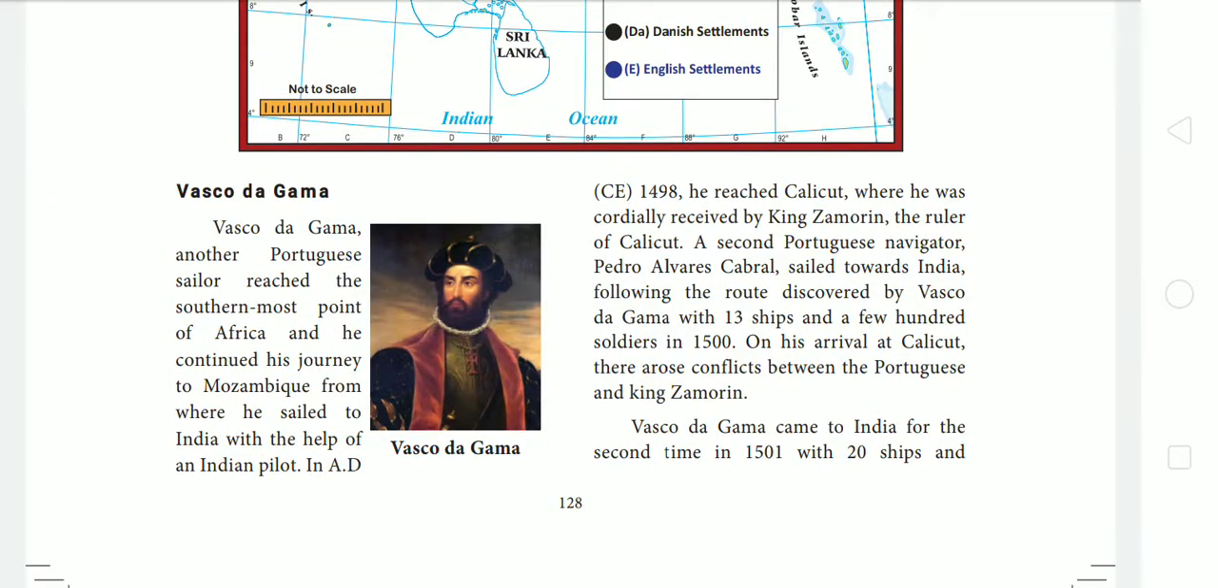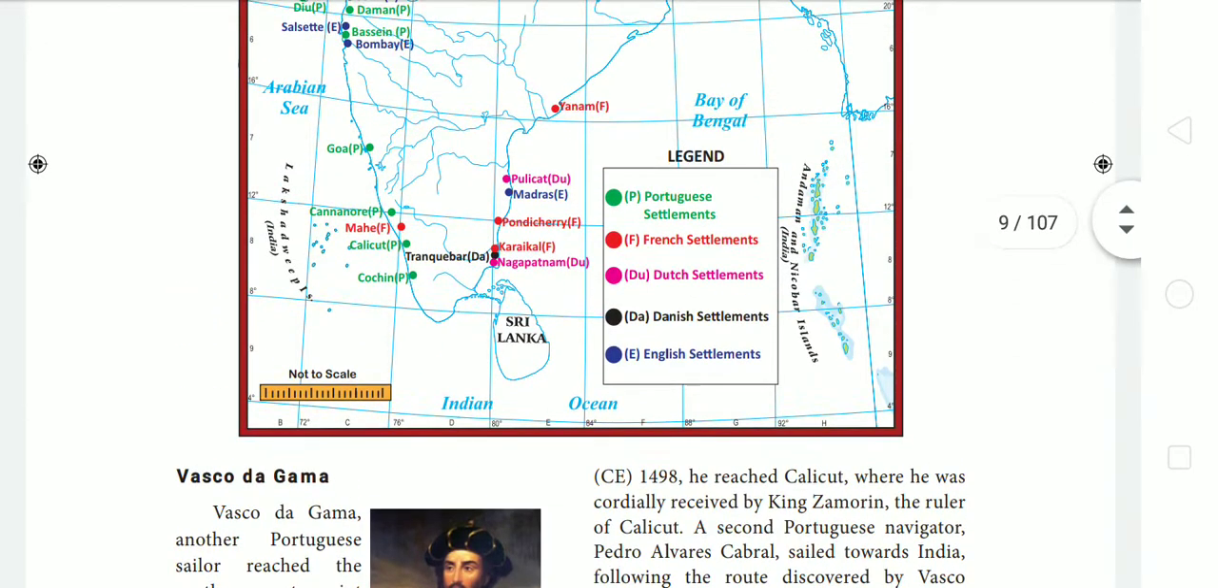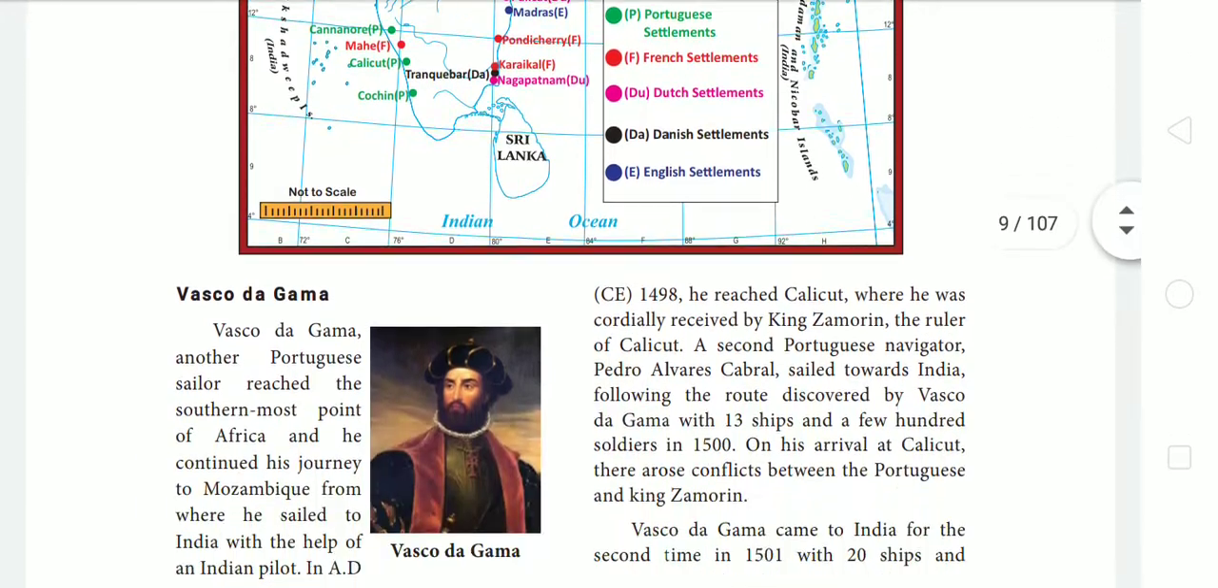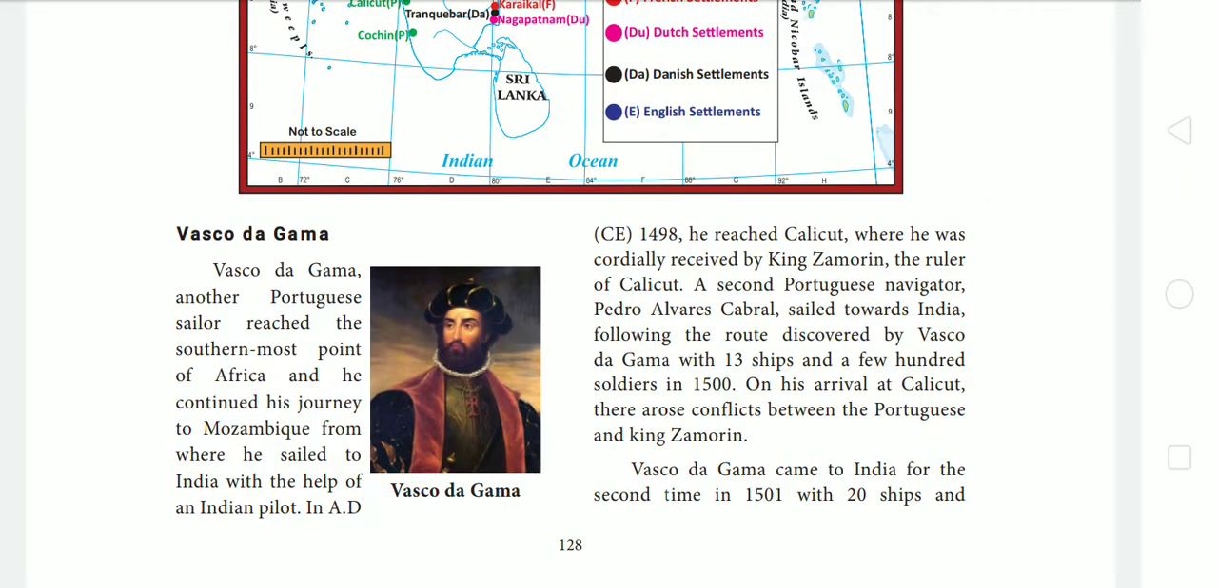In 1498 he reached Calicut, where he was cordially received by King Zamorin, the ruler of Calicut. You can see where Calicut is located, in Kerala. So Vasco da Gama reached Calicut and was warmly welcomed by the ruler of Calicut, King Zamorin.